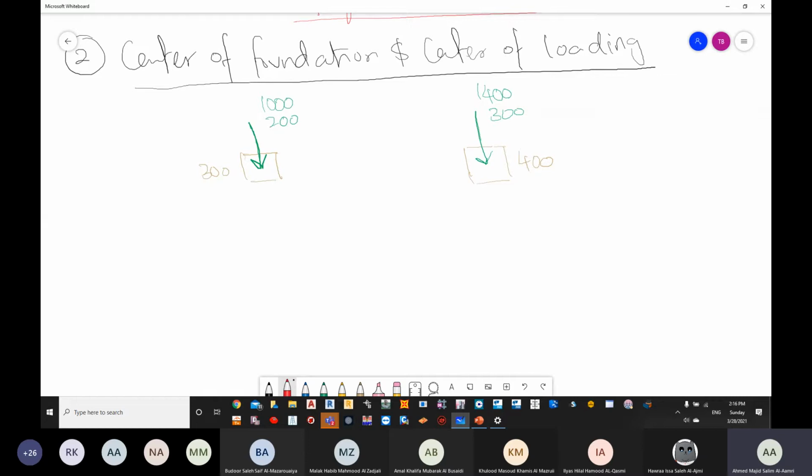I said once again, if one dimension has been given, then use that dimension. If the dimension is not given, use the ratio of the column. If the ratio of the column is square, it does not fit, use 1 to 2. Okay.